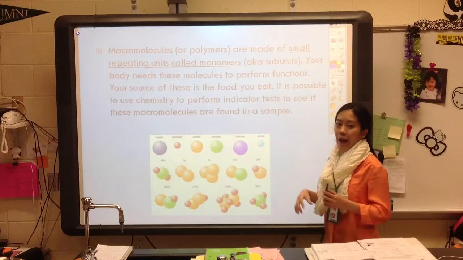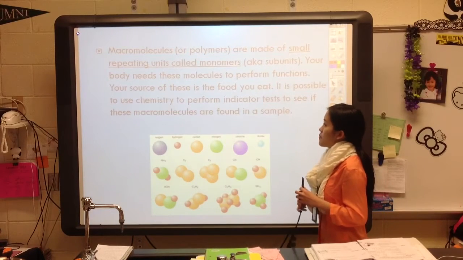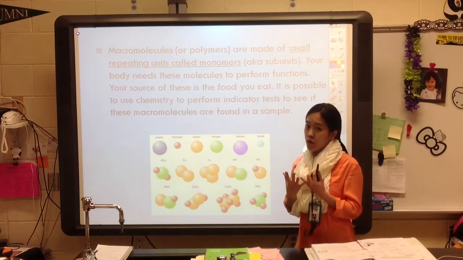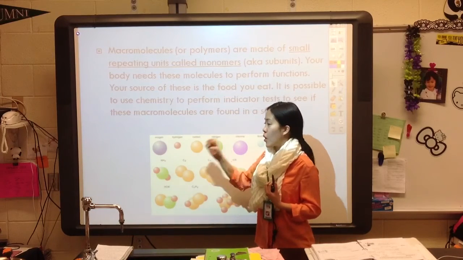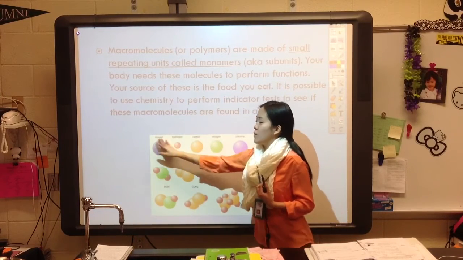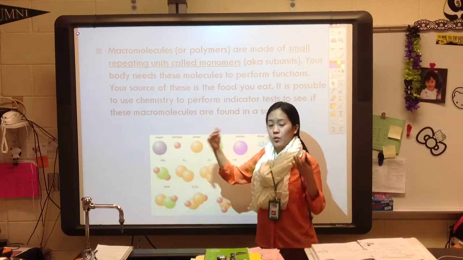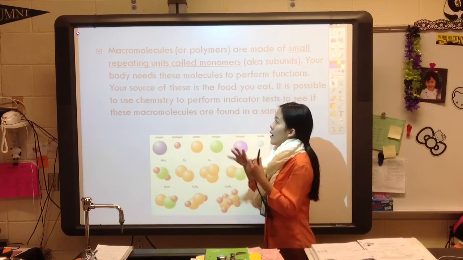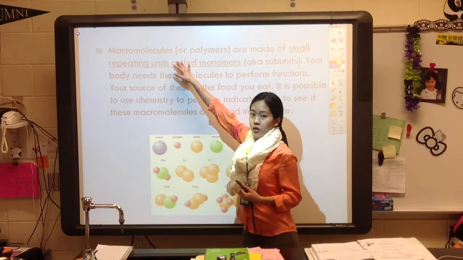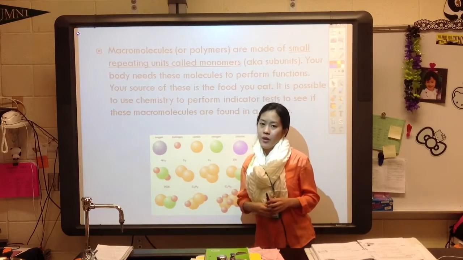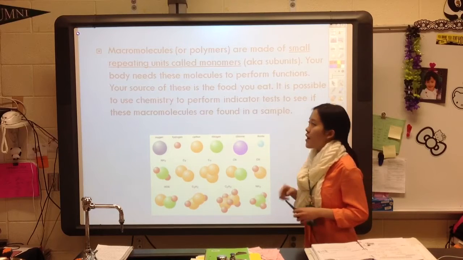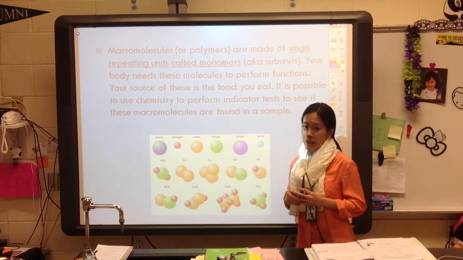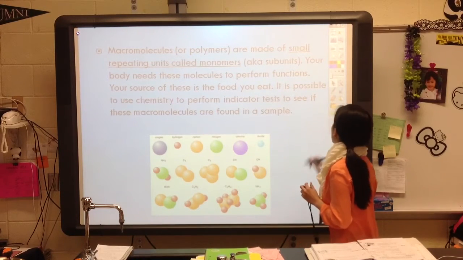Remember that the smallest part of a molecule will be an atom. The atoms will bond together, and those bonds will form those larger molecules. So that's what we're looking at today. We're going to look at the first two types of macromolecules that all living organisms need, and there are going to be four in total.